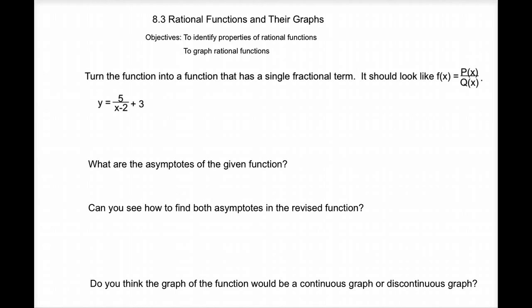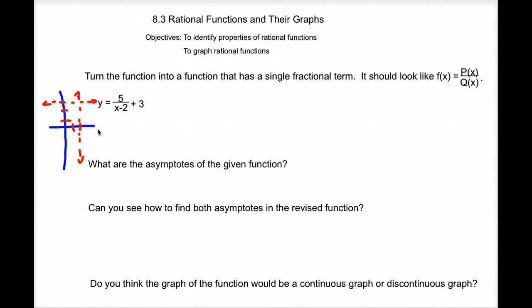I got y equals 5 over x minus 2 plus 3. That's what we did in 8.2. If I was going to graph that, I'd want to realize that there is a vertical asymptote at x equals 2, because that's what makes the bottom equal 0, and there would be a horizontal one at y equals 3. And then I find a couple points on each side of the vertical asymptote.